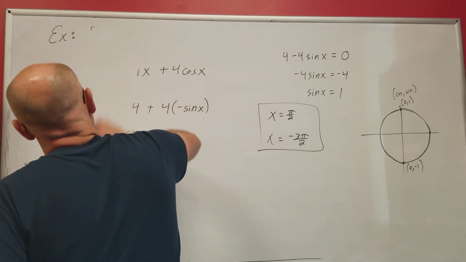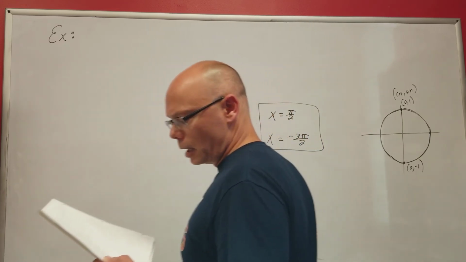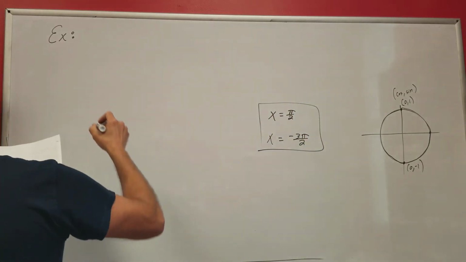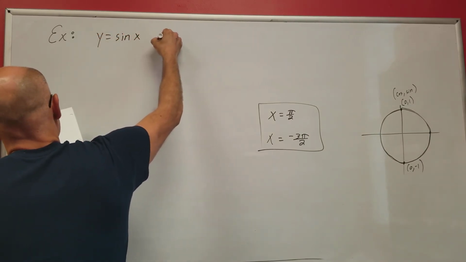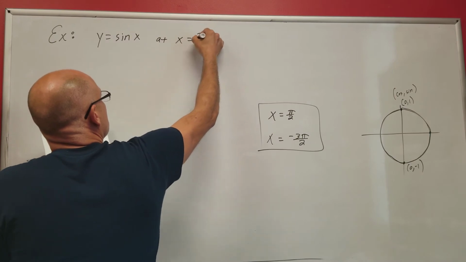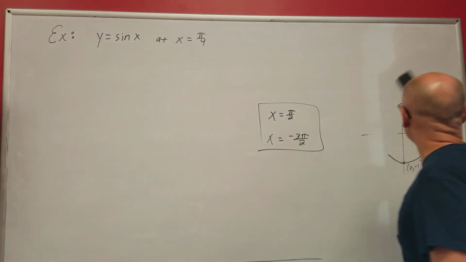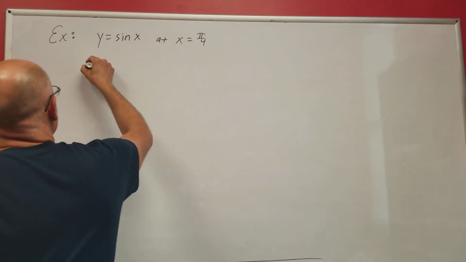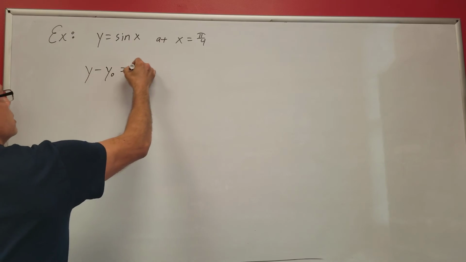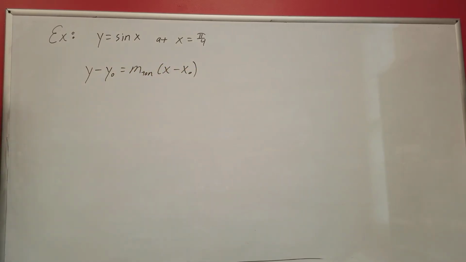Let's look at the last example from this section. It reads something like, find the equation of the tangent line to the graph of the sine of x at x is equal to pi over 4. Find the equation of the tangent line. Well, every time we found the equation of the tangent line in the past, we started out with y minus y subscript 0 is equal to m tan times x minus x subscript 0, right?